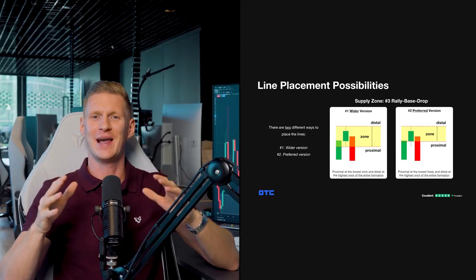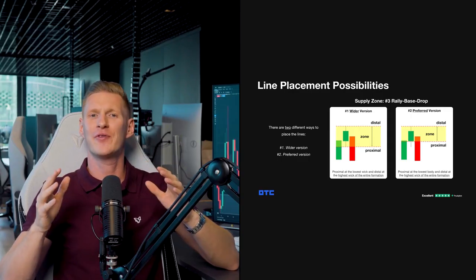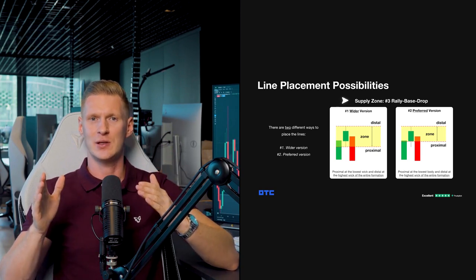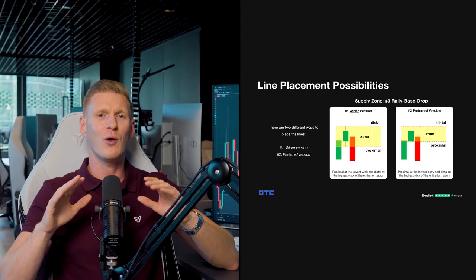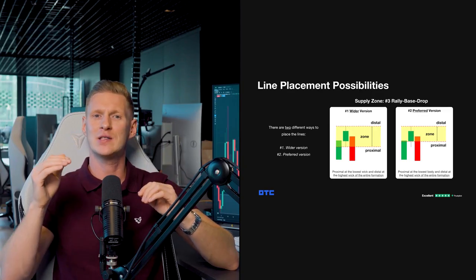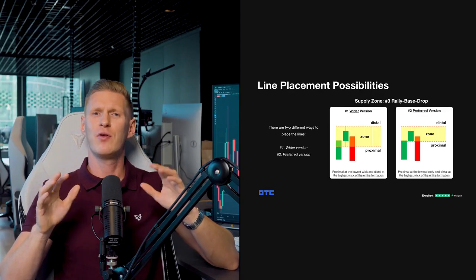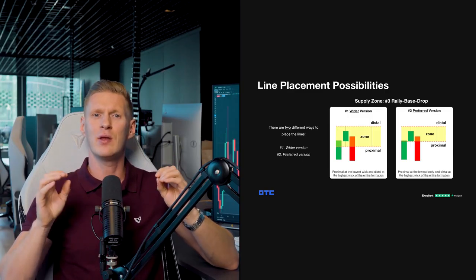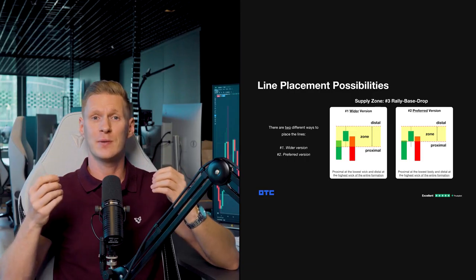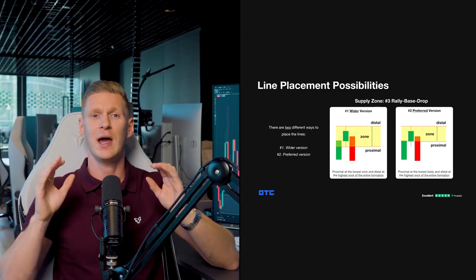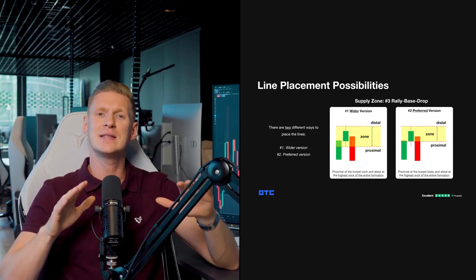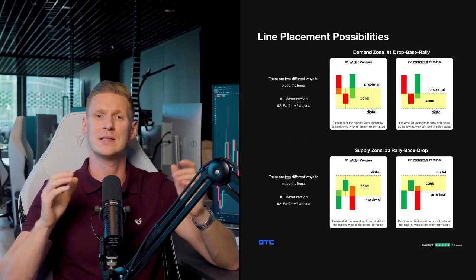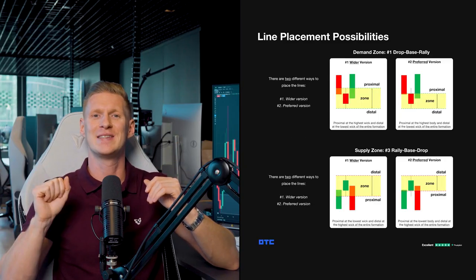When it comes to supply zones, we use the same framework but in reverse. Here's a rally-base-drop formation as an example. The distal line always goes at the highest wick of the entire formation. For the proximal line, you can choose a wider zone by placing it at the lowest wick, or opt for greater precision by positioning it at the lowest body. As you can see, it's essentially the same method we use for demand zones, just flipped on its head.